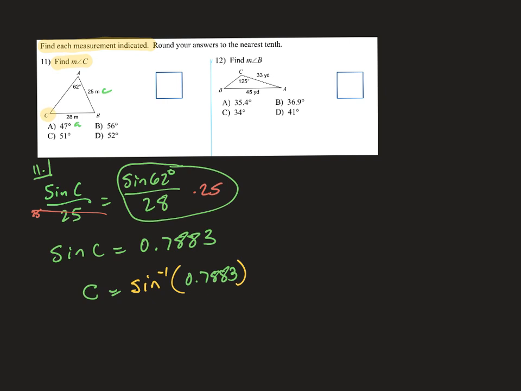And I end up with 52.03, and then I'm going to look at my choices and choose the one that's closest to 52.03. And that is letter D right here. So I'm choosing D on this problem, 52.